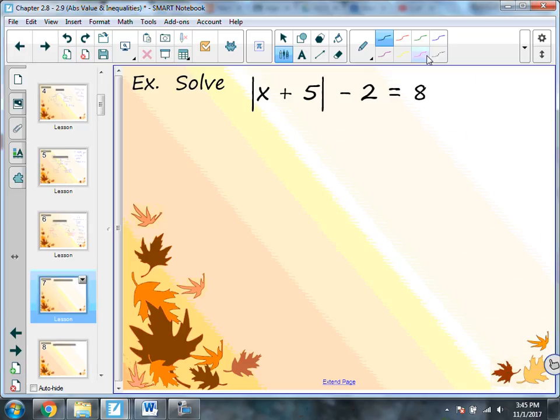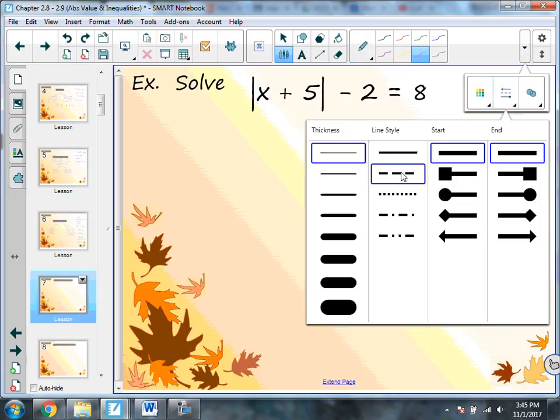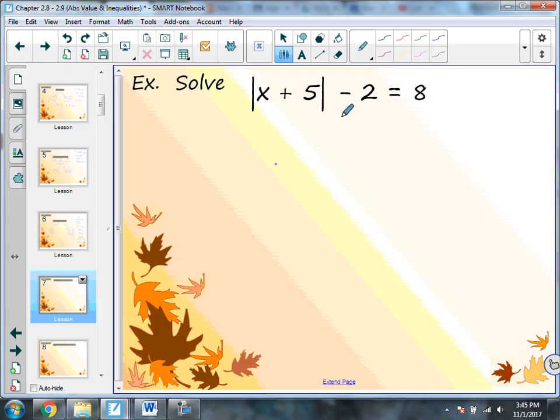Again, you're going to want to isolate your absolute value sign. You don't want to split it up yet. That is going to be bad news because you're going to end up getting something that is just not correct. Only one of the answers will be correct if you do it that way. So you're going to want to isolate your absolute value by adding 2 to both sides.